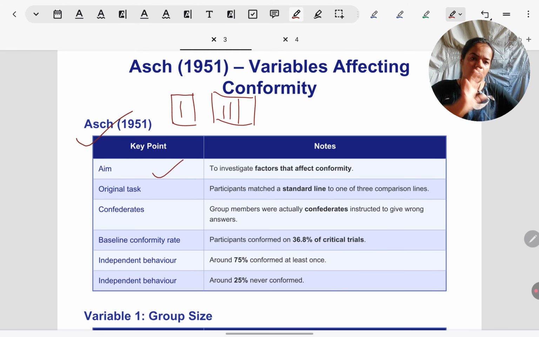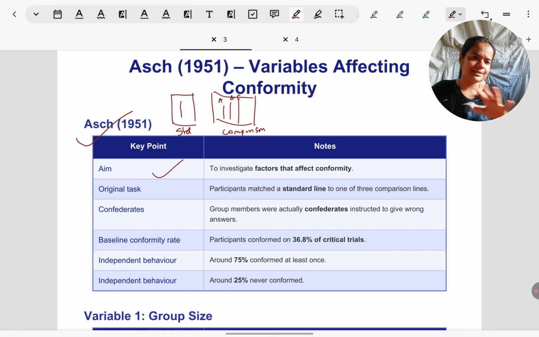On one slide, the participants would get to see one line in one set. This was called the standard line. And in the other set, they would get to see 3 lines. These were called the comparison lines. So imagine you're the participant and these 2 sets of lines are there in front of you. The standard line is just referred to as the standard line. Comparison lines, there are 3 of them, A, B and C.